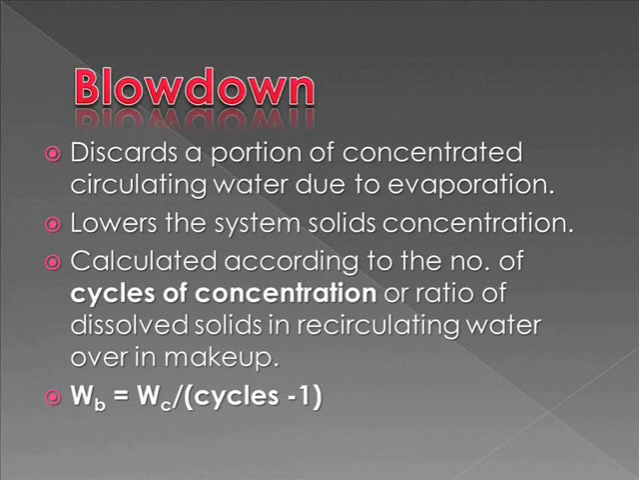The next one is blowdown. Blowdown discards a portion of concentrated circulating water due to evaporation. It lowers the system solids concentration, and it is calculated according to the number of cycles of concentration, or the ratio of dissolved solids in recirculating water over dissolved solids in makeup. The formula is WB is equal to WC over cycles minus 1.